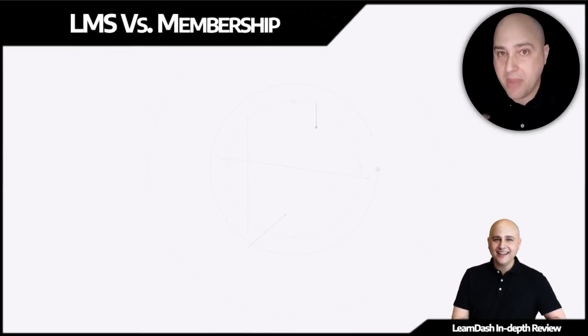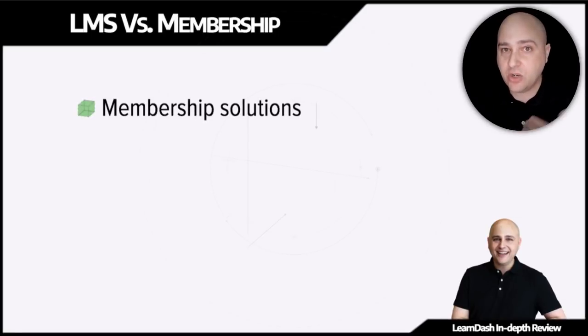LMS versus membership. So traditionally with WordPress, there were only these membership solutions. If you wanted to have an online course with WordPress, you'd have to do it through the WordPress page system. You would create a page, and that could be the home of the course, and then you would create subpages, and it would just become this big, gigantic, unmanageable mess. And then you would have to get a membership plugin to secure all that content and allow you to sell it. But it's very limited.